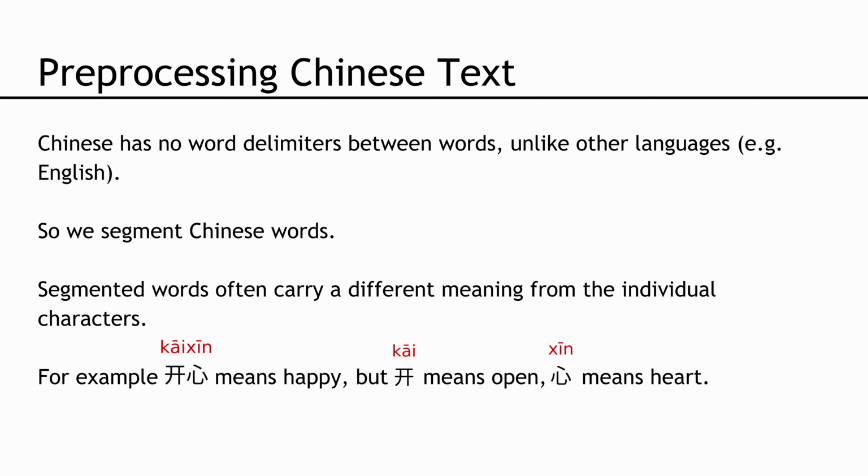We first segment the Chinese words, as Chinese has no word delimiters between words, unlike other languages such as English, which use a space token in between words. Segmented Chinese words often carry a different meaning from the individual characters. For example, Kai means open and Xin means heart, but together, Kai Xin means happy. It can allow our models to achieve better Chinese language understanding.